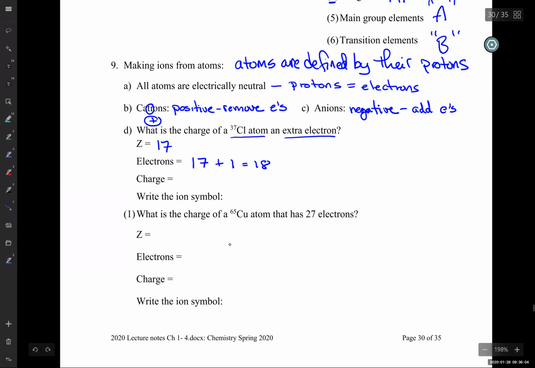So the atomic number is positive. The electrons are negative. So what's its charge? -1. Because it got an electron, right? That's the way we're thinking. But you have to think like it's got 18 electrons, 18 negative charges. It's got 17 positive charges. So it's going to be a -1 charge. So it's charged. And the way we write it is like that. It has 1 minus charge.